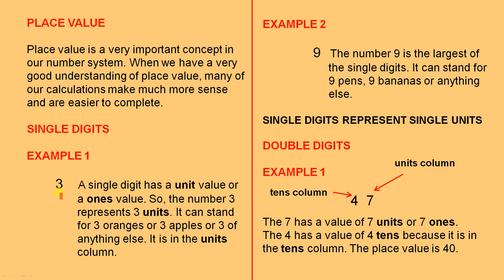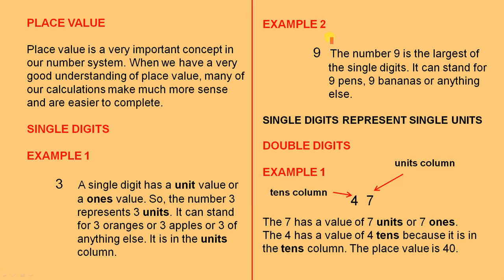Example 1. Let's look at the number 3. Now this is a single digit because you can only see one number there, nothing else. A single digit has a unit value or a ones value. So the number 3 represents 3 units. It can stand for 3 oranges, or 3 apples, or 3 of anything else. It is in the units column, so it's by itself. There's no other column other than this one. So it is the units column, and its value is actually 3.